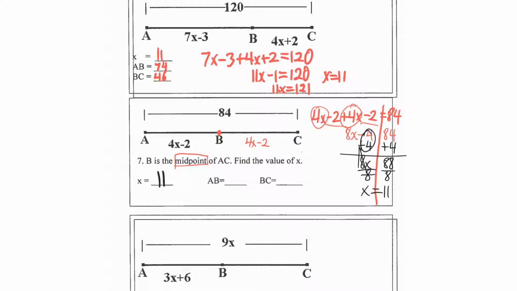And if x equals 11, how long is AB? 4 times 11 minus 2. 4 times 11 is what? 44, and then 44 minus 2. It's going to be 42, which we knew that, right? We already kind of said that up there. So really all this work was just to find x. All right.